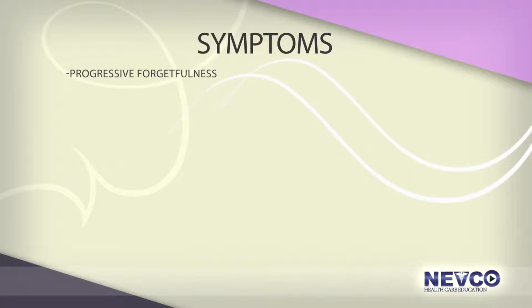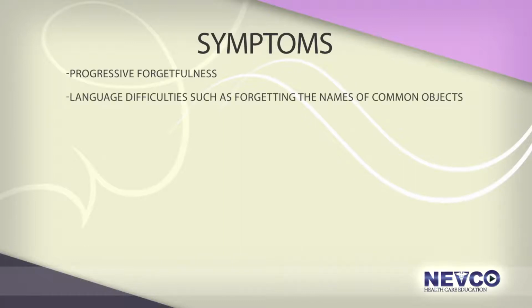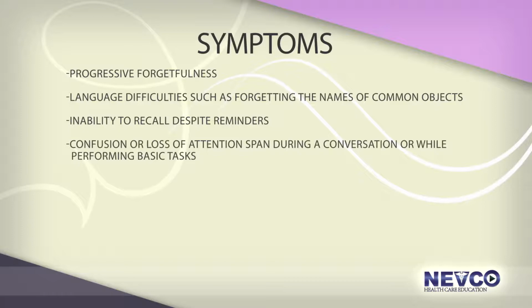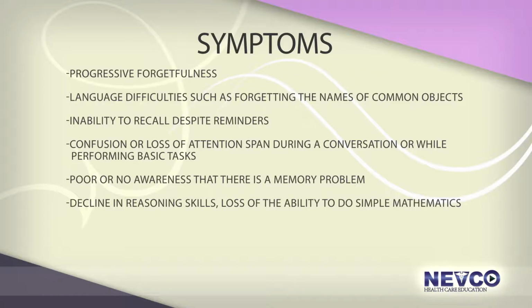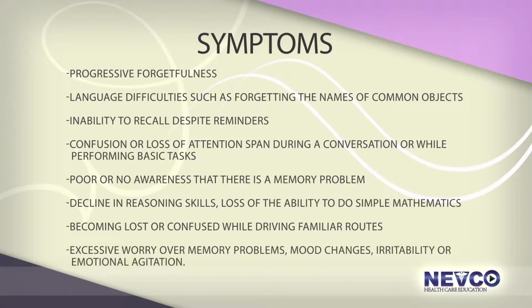Progressive forgetfulness. Language difficulties such as forgetting the names of common objects. Inability to recall despite reminders. Confusion or loss of attention span during a conversation or while performing basic tasks. Poor or no awareness that there is a memory problem. Decline in reasoning skills, loss of the ability to do simple mathematics, becoming lost or confused while driving familiar routes, and excessive worry over memory problems, mood changes, irritability, or emotional agitation.